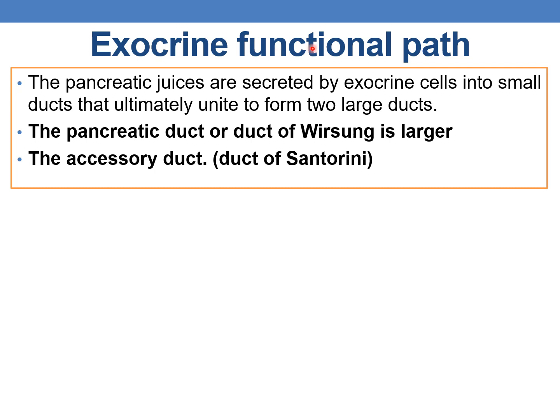Coming to the exocrine functional path, the pancreatic juices are secreted by exocrine cells into small ducts that ultimately unite to form two large ducts. The first one is the pancreatic duct or the duct of Wirsung, which is larger. The next is the accessory duct or duct of Santorini. These are the two ducts.